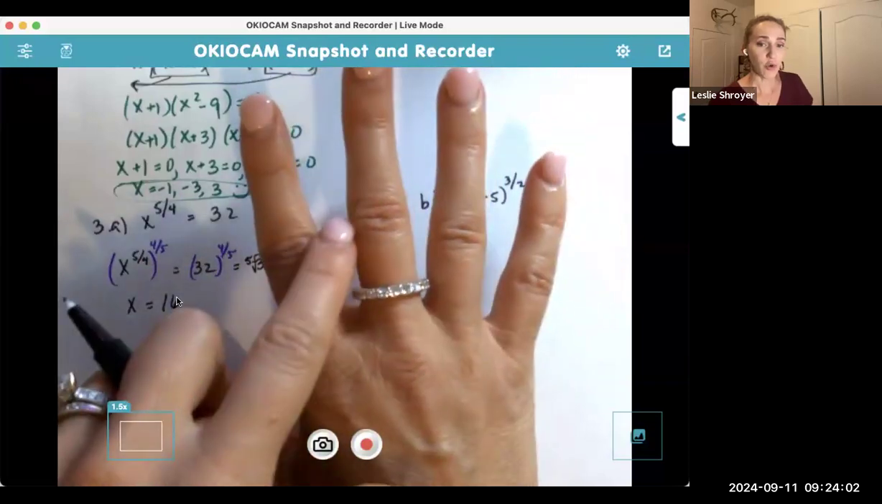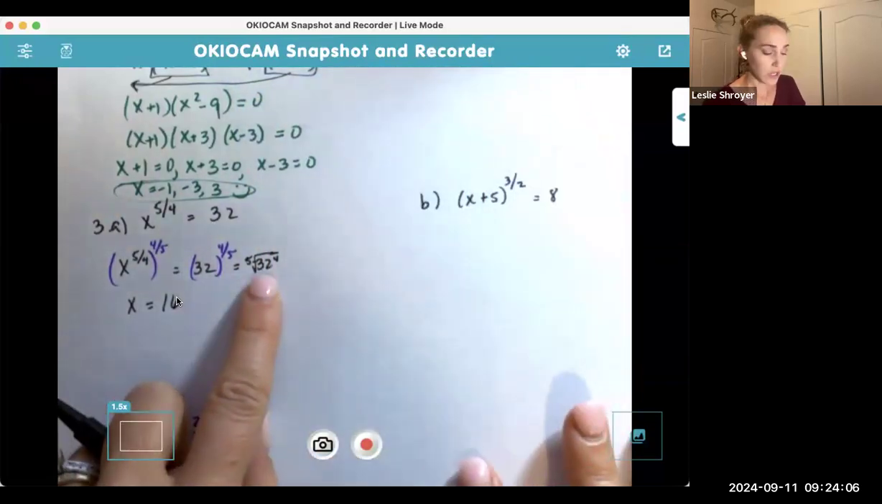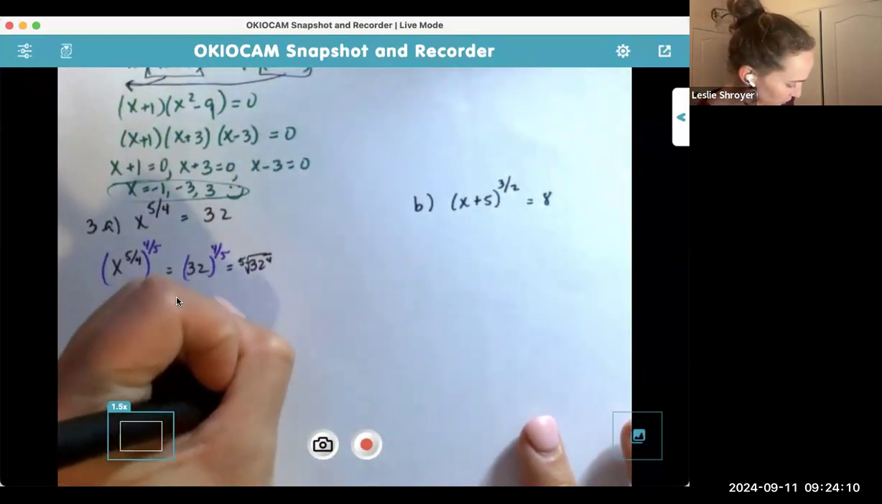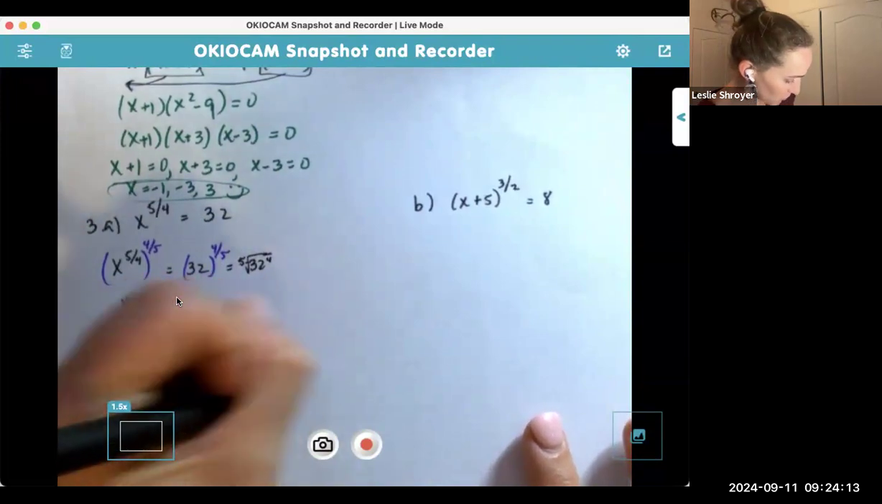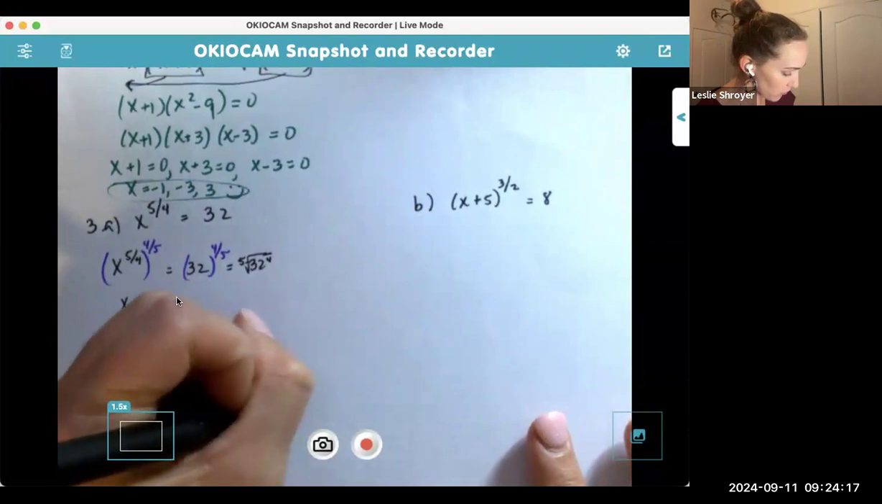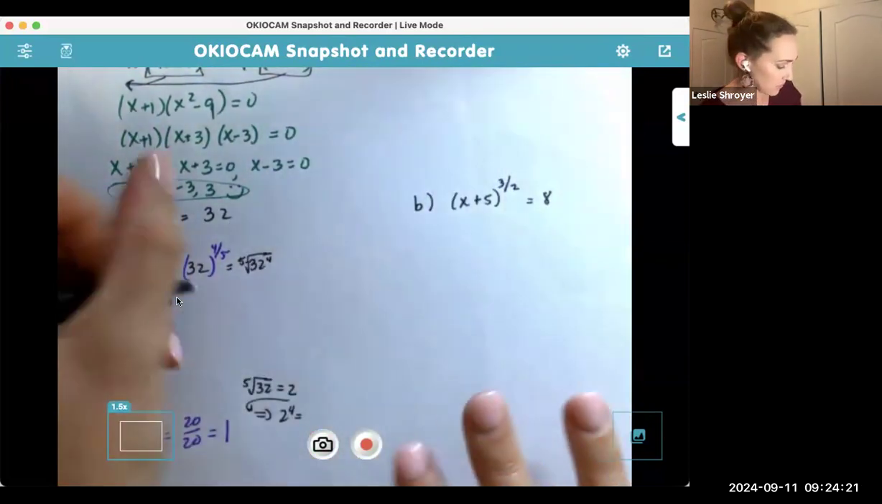So 2, 4, 8, 16, 32. So the fifth root of 32 is 2. And then 2 to the fourth power is then 2, 4, 8, 16.